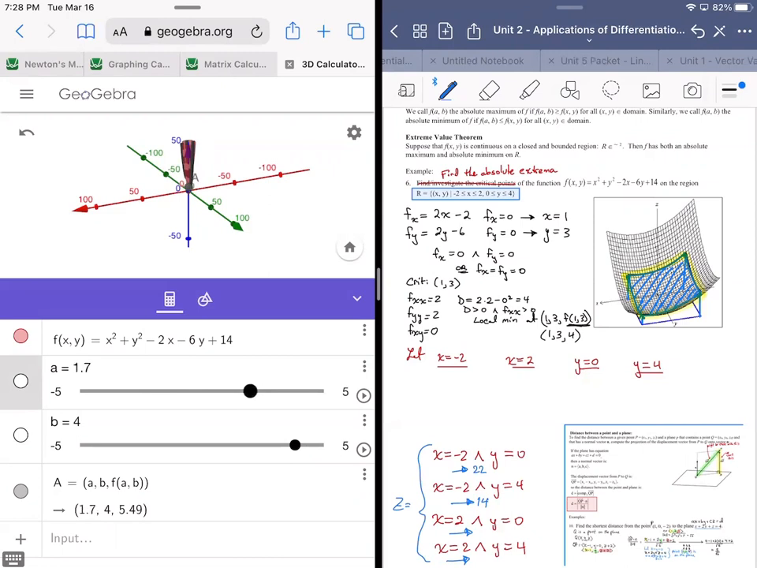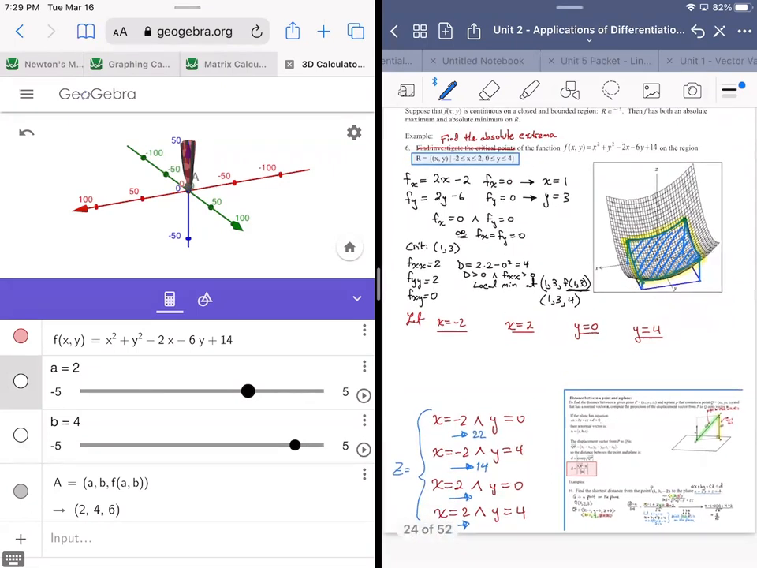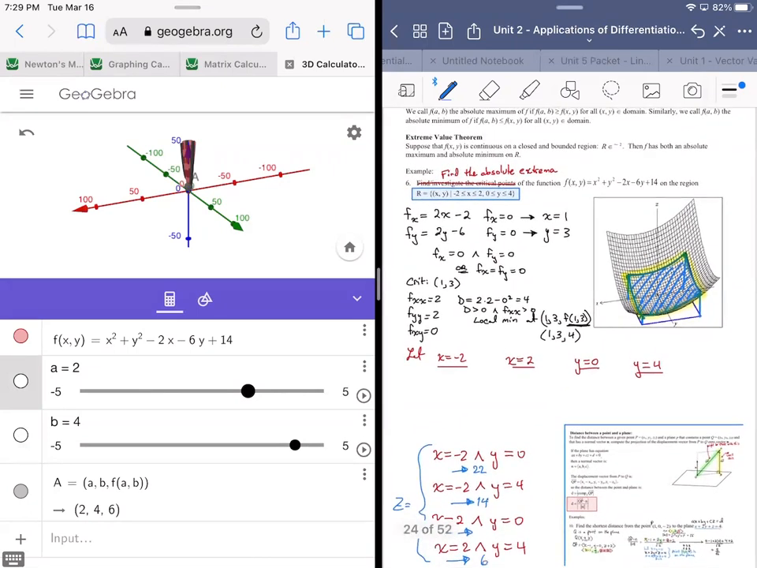+2, +4. So I just grab that one, gives me a 6. And then +2, 0 is what I'm looking for. So let me grab that. 14.